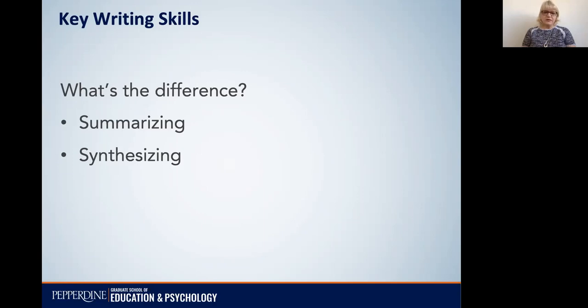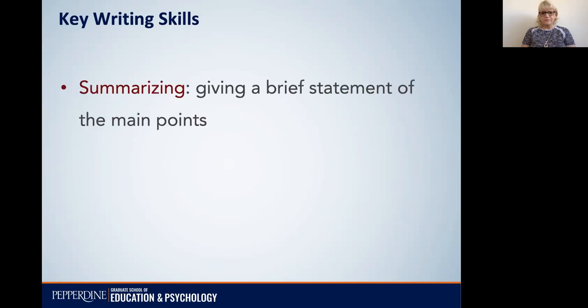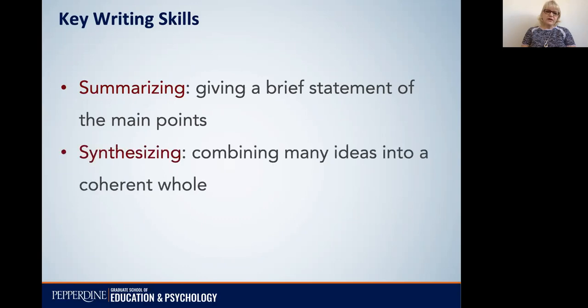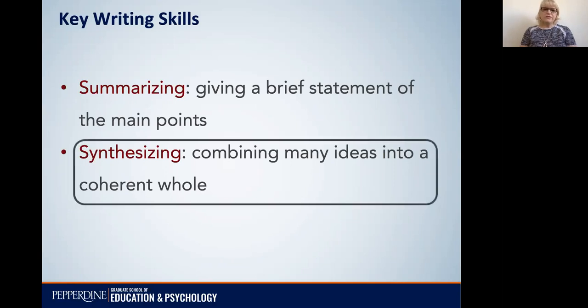But if you think about it in a bigger picture, there are actually two other ways you can paraphrase. One is through summarizing, taking a big amount of information and making it smaller, or synthesizing, which is thinking of all of the information and putting it together into a cohesive whole. So here's the summarizing, giving a brief statement of the main points, and this is combining many ideas into a coherent whole. So with literature reviews, you're usually doing more of the synthesizing. You might also be doing the paraphrasing where it's one sentence to one sentence, but usually you're doing a little more of the synthesizing. Whereas with an annotated bibliography, you're focusing on summarizing.